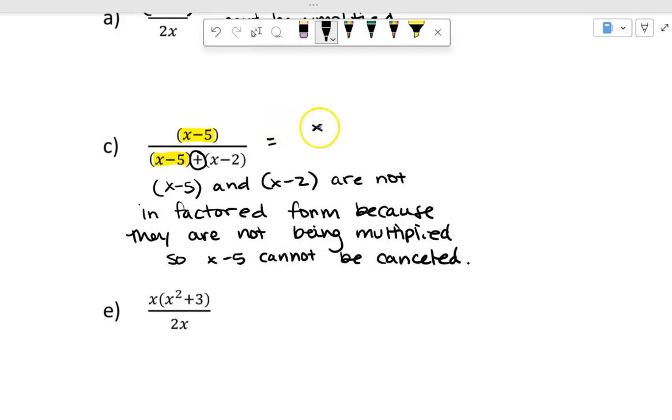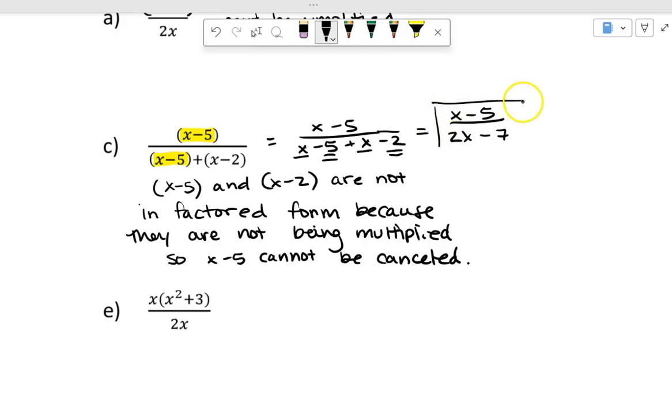And if you think about it, on top, x minus 5 is still there. On bottom, x minus 5 plus x minus 2, and we don't really need the parentheses when we have a plus sign in between. We're not multiplying anyway. There's nothing to distribute. There's no reason to even have parentheses there. I've got x minus 5 on top, 2x minus 7 on bottom, and really there's nothing I could do other than that. This is as much as I could simplify, and it did not involve canceling. So this is what this equals.